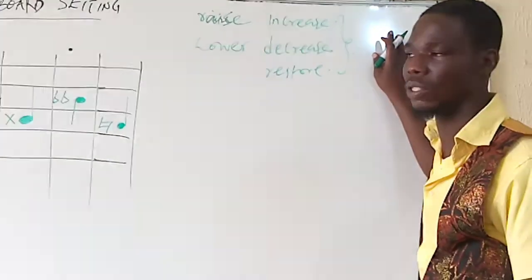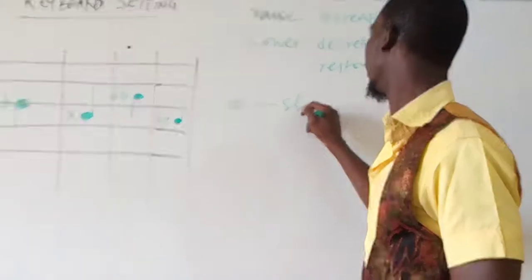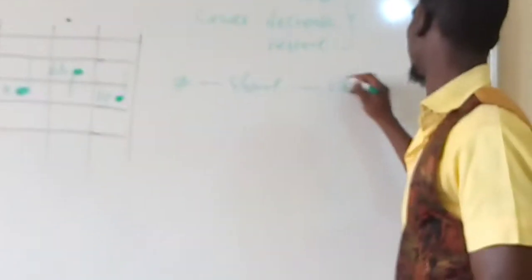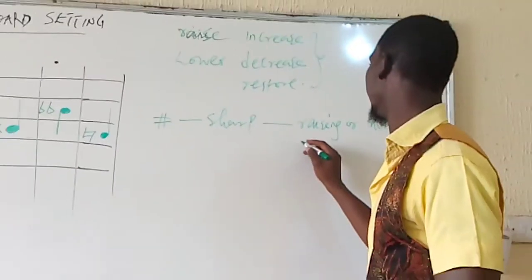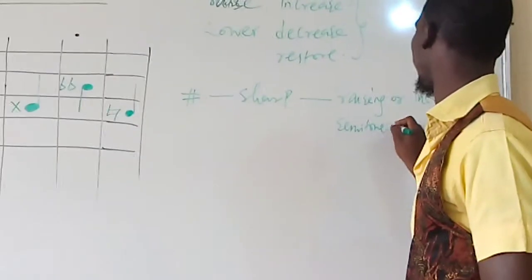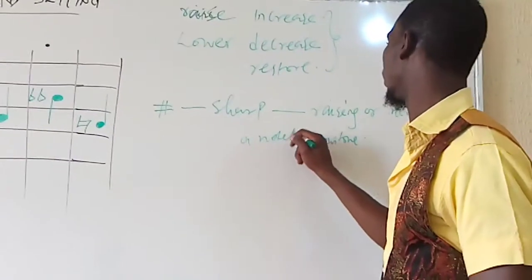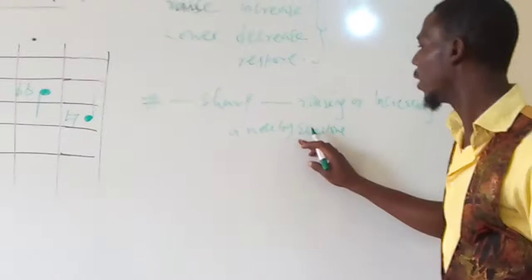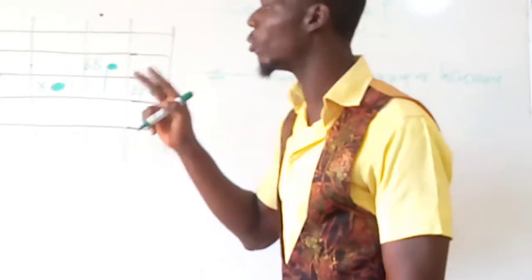Now there are 5 accidentals. What are these 5 accidentals? One of them is the sharp sign, which functions as raising or increasing the pitch of notes by a semitone. We've talked about semitone in our previous classes. What's a semitone? A semitone is the smallest distance between two notes.